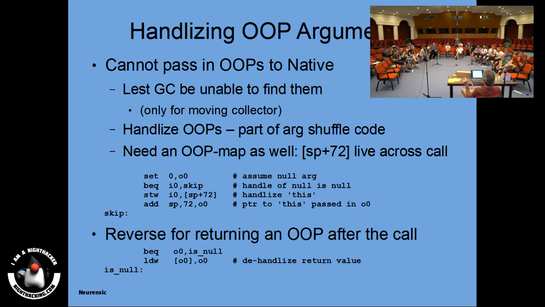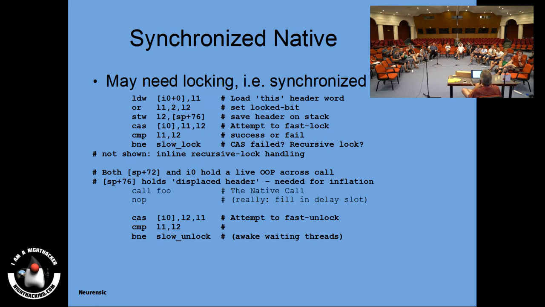I build an OOP map that indicates that that's where a pointer is. And then I have to do a null check, because null handles a null pointer. It's the definition of how the handles work. Reverse that and unwind, because I'm returning an OOP. I have to unwind a handle on the way back out. So I get a little handling game going on here.